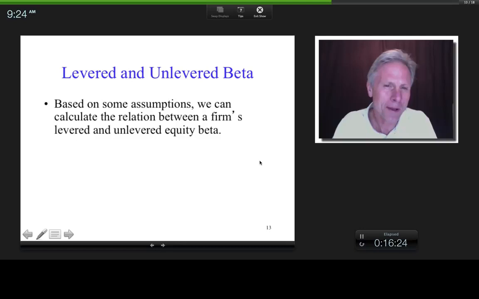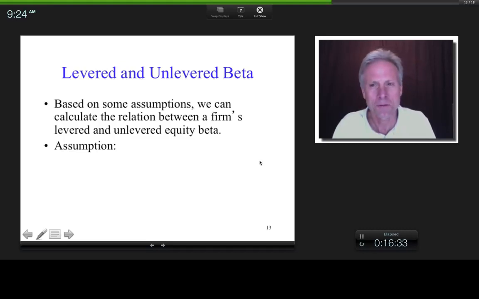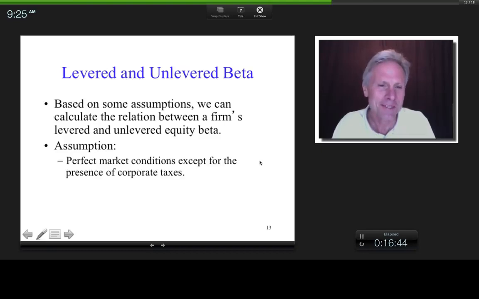So that's what I mean by levered and unlevered beta, and based on some assumptions, we're going to develop a relationship between the two. So assumption number one is basically that I'm going to assume perfect markets, and the only benefit of debt is going to be the debt tax shield, which means I'm going to assume perfect markets with everything except the presence of corporate taxes.